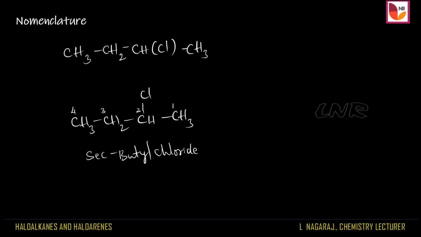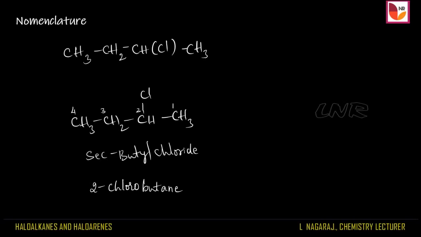halogen. So first write the number 2 and the name of the halogen, that is chloro, and the root word meth, eth, prop, but. So it contains four carbon atoms, so it is but. And between the carbon atoms, it contains only carbon-carbon single bonds. Hence, the suffix is to be written as ane. So 2-chlorobutane.